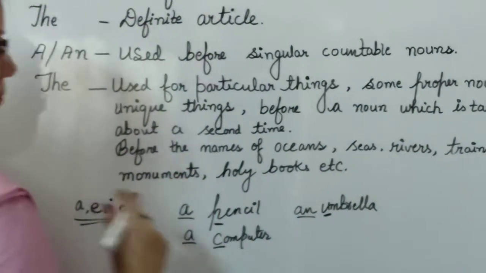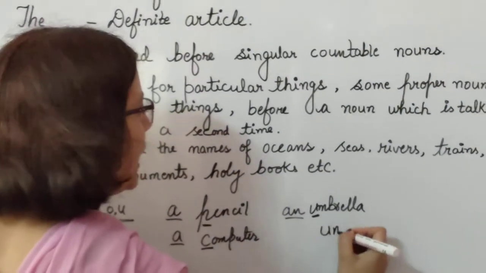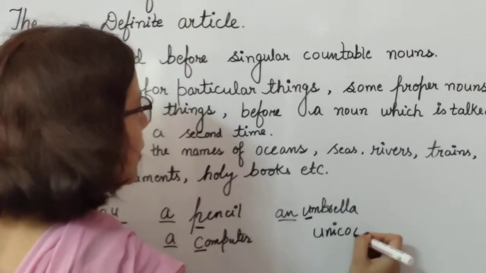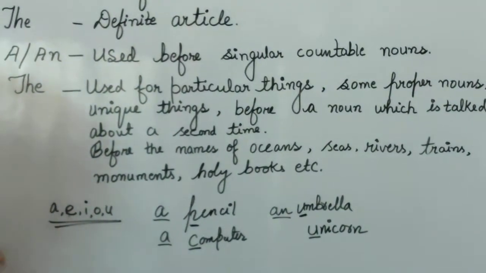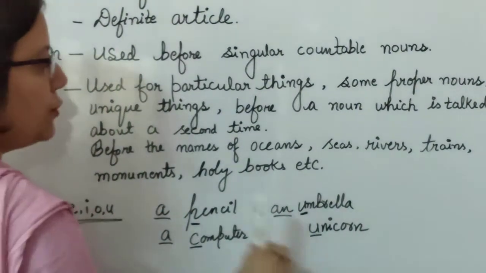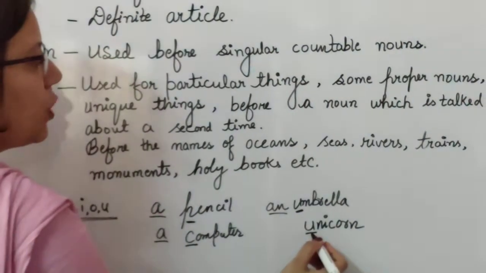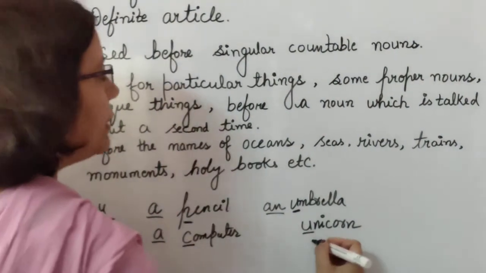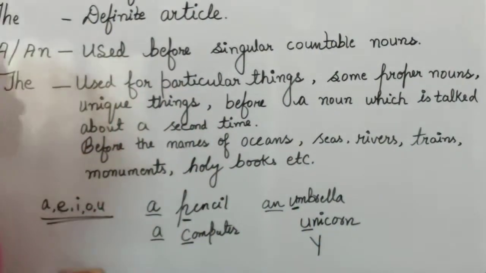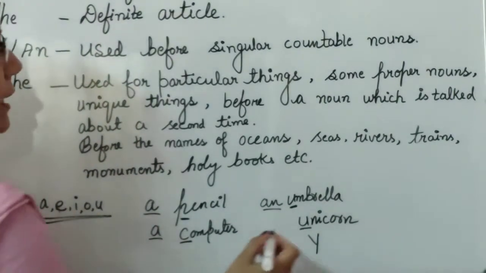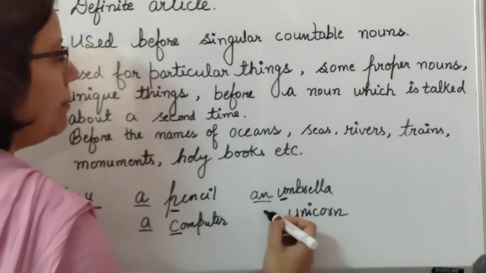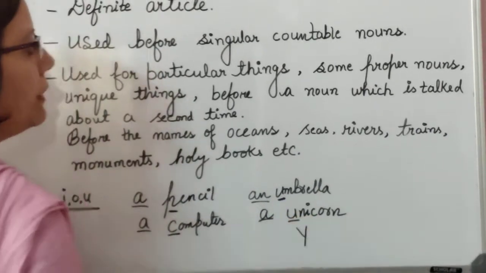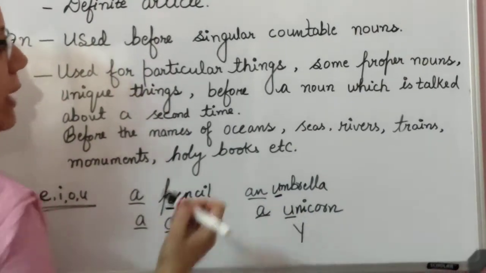Again, unicorn. Now here it is starting with U. Starting letter is U. But this is not the vowel sound. Here we are using the sound of Y. Y is consonant, so here an will not be used. Here only a will be used because the sound is Y.